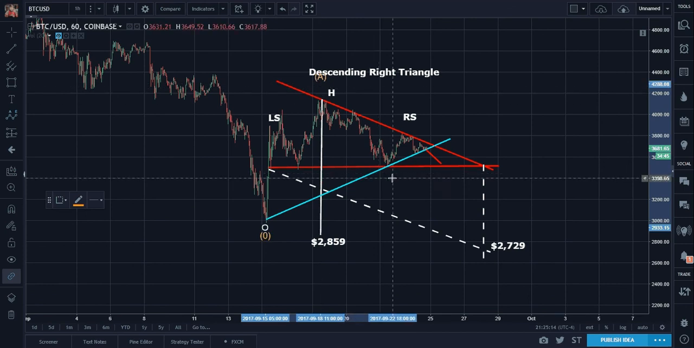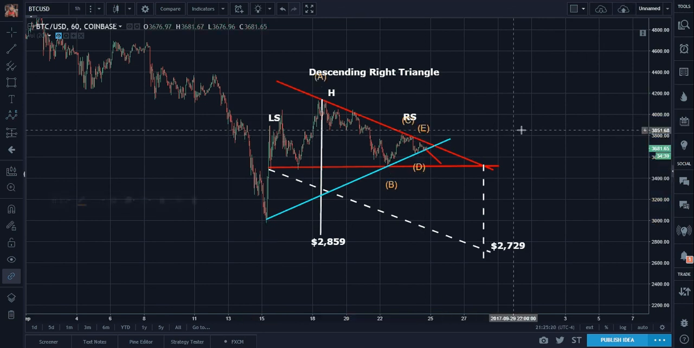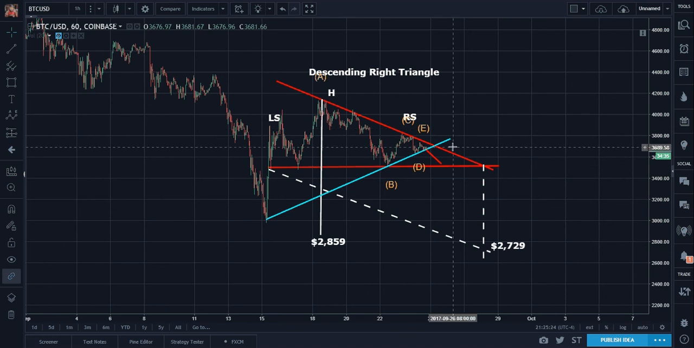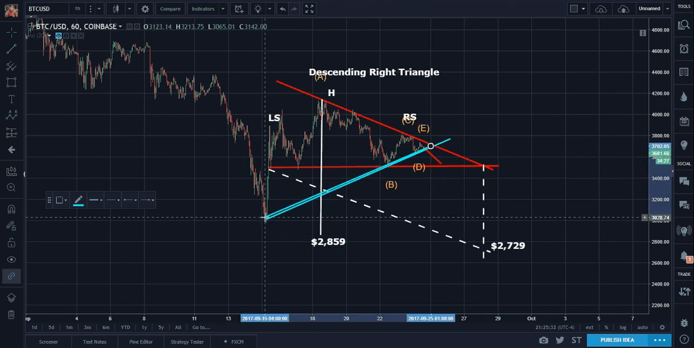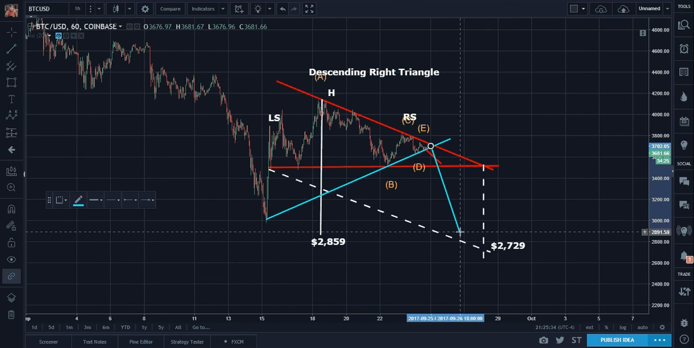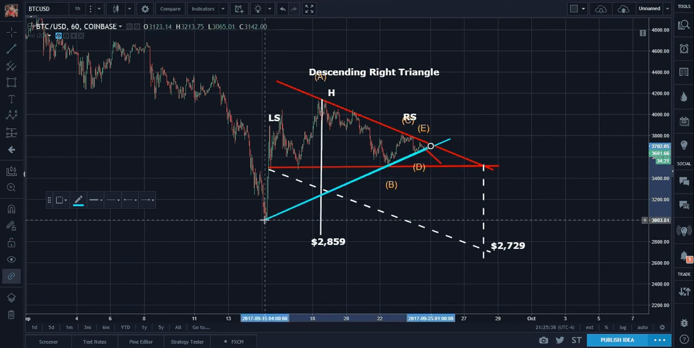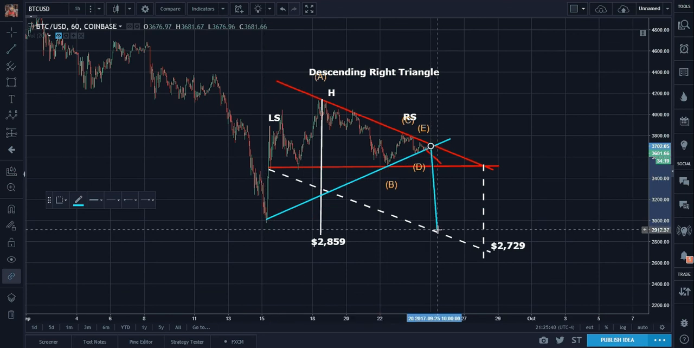A, B, C, D, E, we can call it. And this A, B, C, D, E minimum projection is the start of its origin. At least this is the way I've been taught.